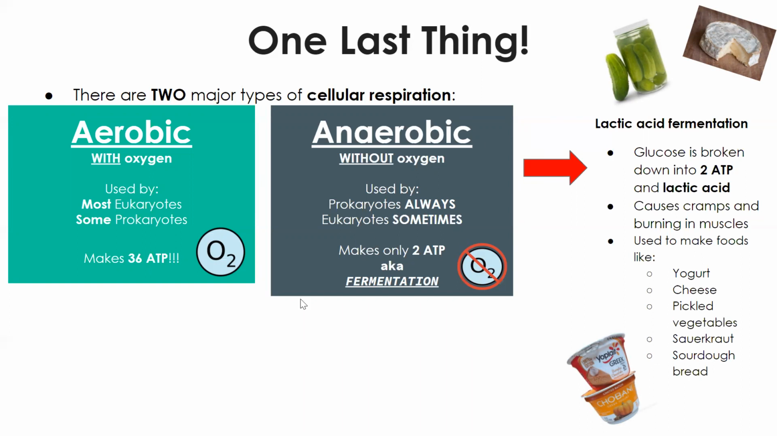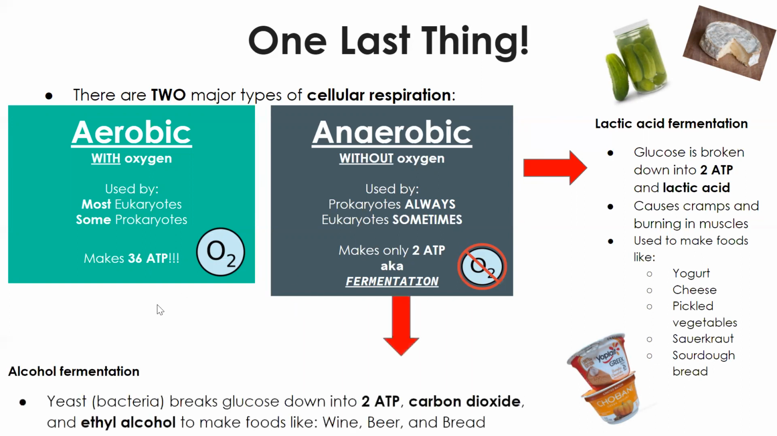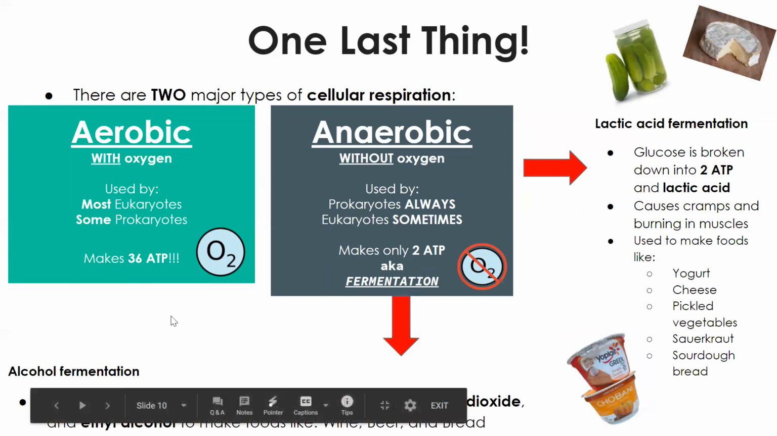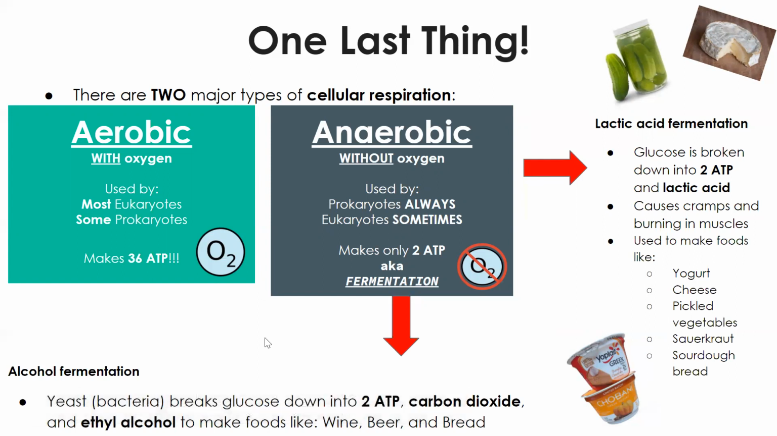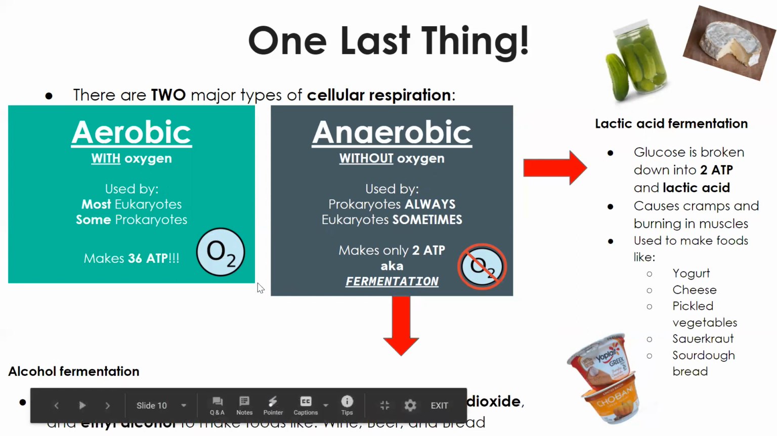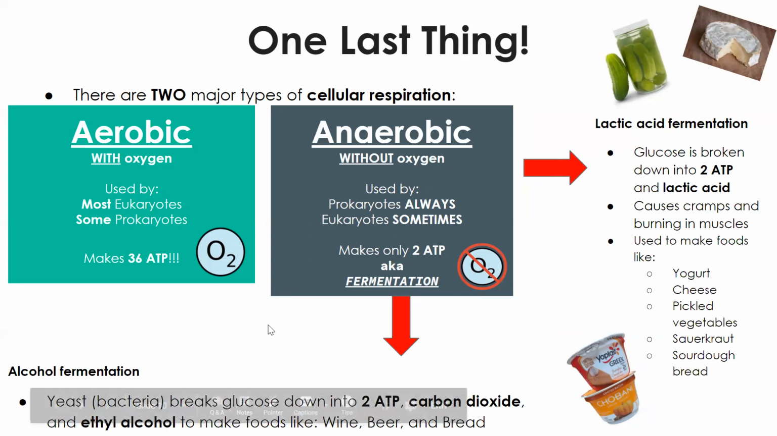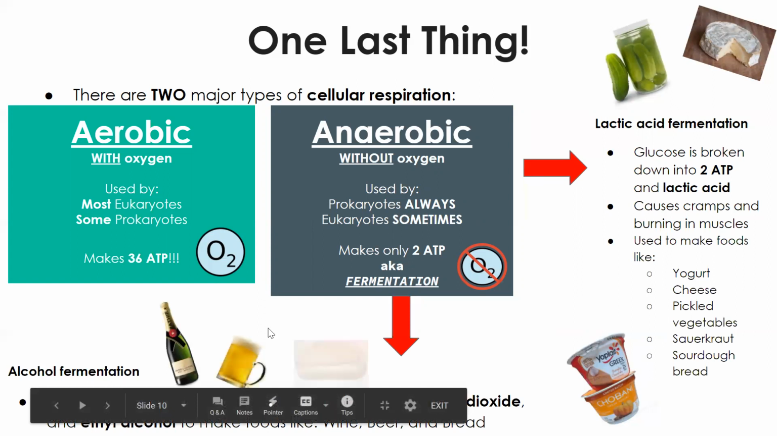process. The other kind of fermentation is alcoholic fermentation. Alcoholic fermentation is the process of yeast or bacteria breaking down glucose without the usage of oxygen into 2 ATP, carbon dioxide, and ethyl alcohol. This process is used to make foods like wine, beer, and bread.